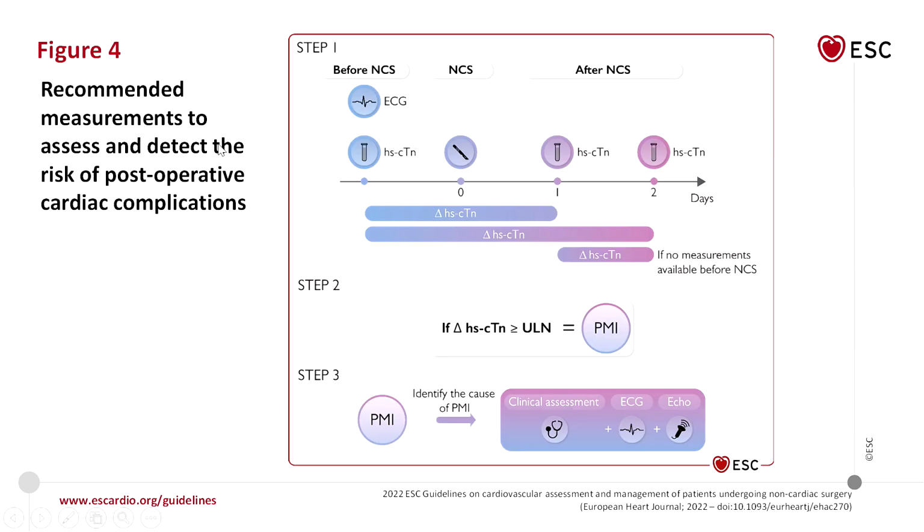It is recommended to measure to assess and detect post-op cardiac complications. So we should do ECG and high-sensitivity cardiac troponin before non-cardiac surgery and 24 hours or 48 hours after non-cardiac surgery. If the pre-op troponin is not available, we can do it at 1 or 2 days. And if it is more than the baseline, then it is perioperative myocardial infarction. Myocardial injury is there, so we should identify the cause and treat, do the ECG, echo and clinical assessment, and treat it accordingly.